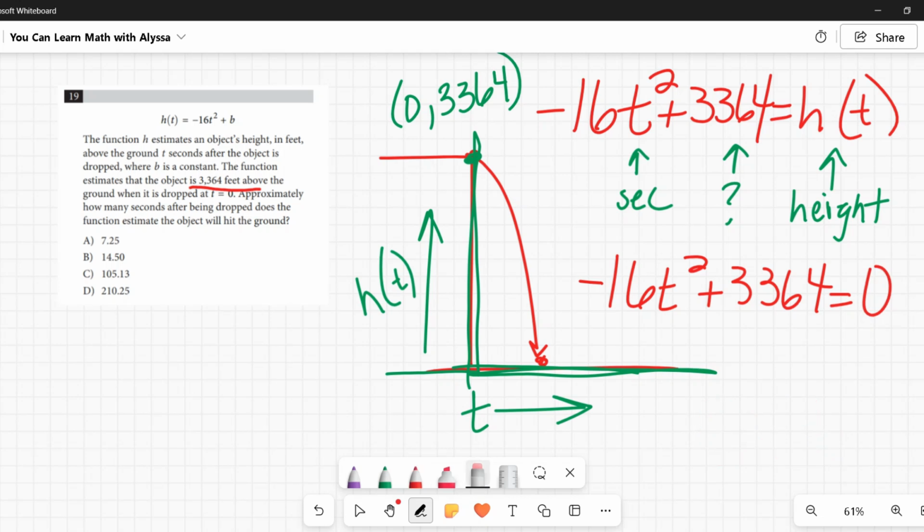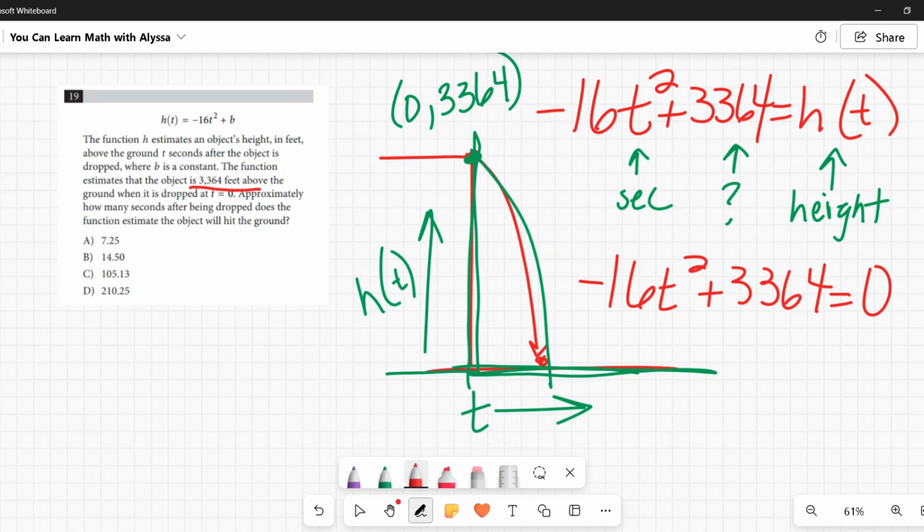I know that height, h of t, is 0. And they're wanting to know how many seconds after being dropped. So now I just need to solve for t. You can do this by looking at the graph of this and seeing where it crosses the x-axis. Now they don't have any negatives there, but we just want to be careful that we are looking at the positive number. I don't think they're trying to deceive you, but they like doing that, so just be mindful. We're looking on this side because this parabola would be continuing that way as well in a graph.